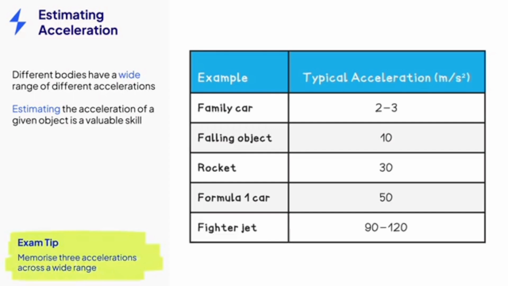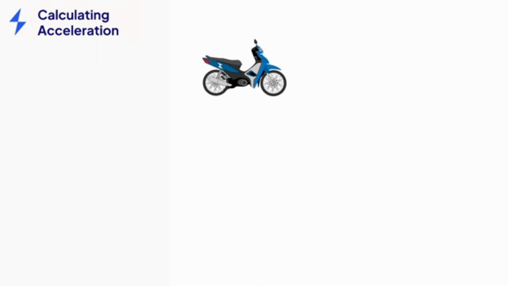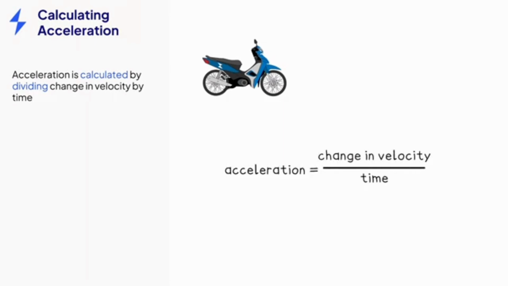Memorizing at least 3 of these values will help you double-check any answers for acceleration questions in exams, and you might be asked to estimate the acceleration of any given object in an exam. To calculate acceleration, we need the change in velocity, and we divide it by the time taken for it to change. The change in velocity is defined as final minus initial velocity. It's important to get this the right way around.